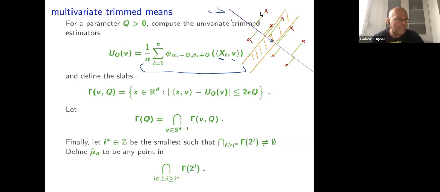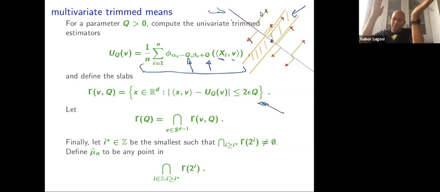There's a little difference here, which is this Q. This Q is a positive number. It's a parameter of the algorithm that we need so that this works uniformly in all directions. So we need to enlarge somehow, going beyond the empirical quantiles, and define these slabs that are drawn here in orange, which is defined here. All right, so these are slabs in each direction.